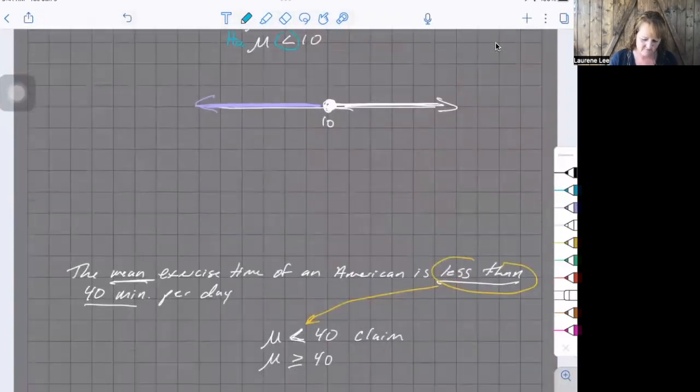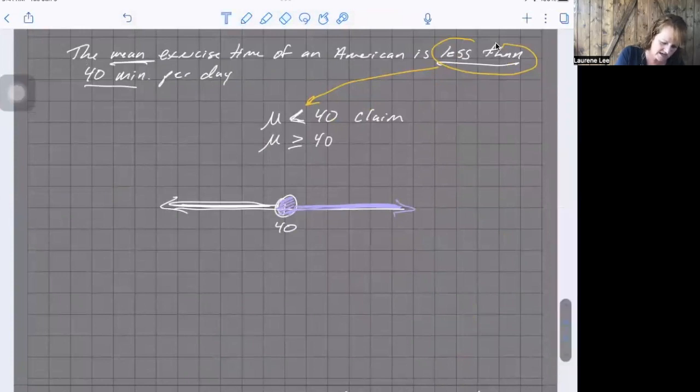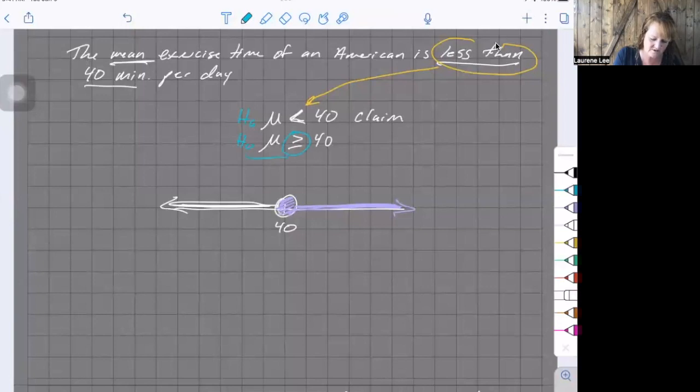Down here, the first one is going to be H naught, or excuse me, the first one is going to be HA. And the second one's going to be H naught. Why? Because this one has the equal sign in it. That's what makes that H naught.